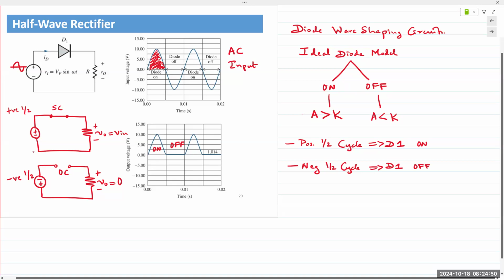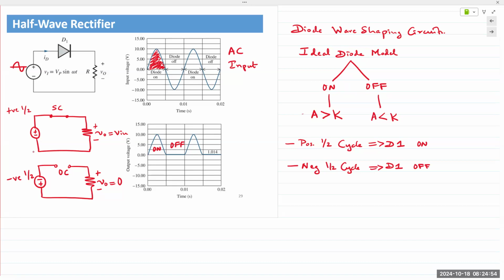Next is half wave. It's quite evident, only half of the input signal is being converted to DC, right? Only one half. Negative half is gone, it's wasted.